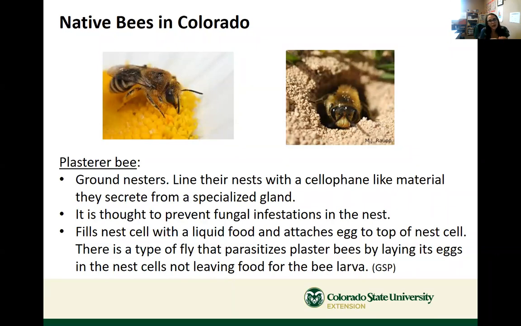Once the bee digs its cavity, lines it with the cellophane-like material, it'll fill that nest cell with liquid food, nectar, things like that, attach an egg to the top, and seal it off with that cellophane-like material to protect the egg. There is a type of fly in Colorado that will parasitize plaster bees by getting into the nest cell, laying their egg in there. Their larva will hatch first, eat all the food, and that will leave none for the bee larva, and the bee larva won't survive. So that is naughty. That is not nice to the plaster bee, but that's what they do. That's how they survive.